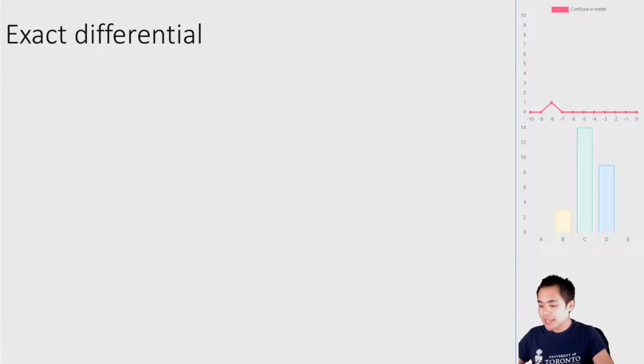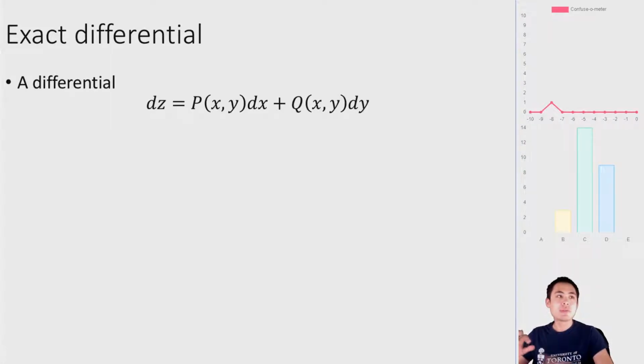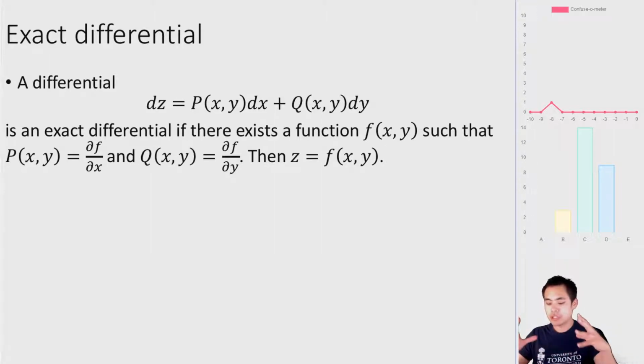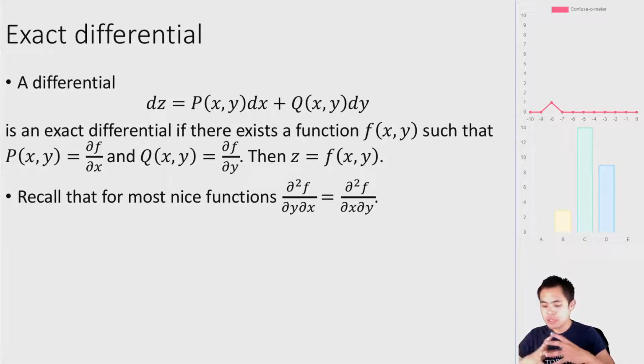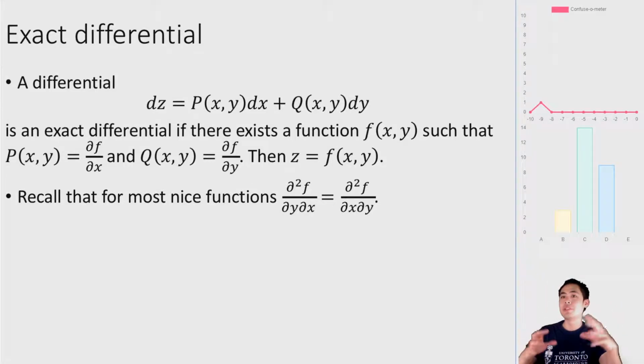So now, what is an exact differential? If you start with something that looks like dz is equal to P(x,y) dx plus Q(x,y) dy, it's an exact differential if there exists some function such that this is the total differential of that function. Okay, so this is just going backwards. If it happens to be the total differential of some function, then it is an exact differential.